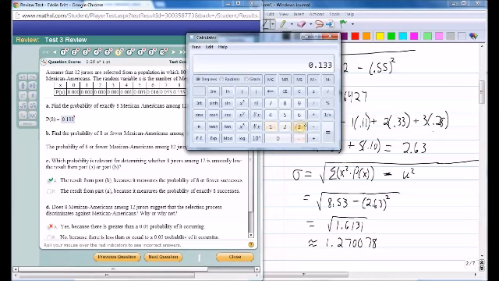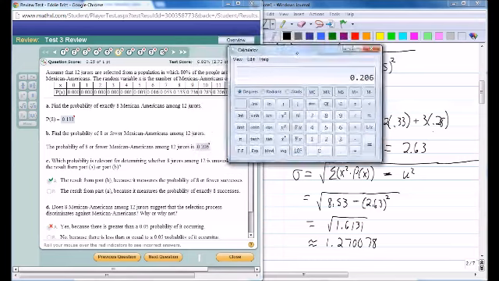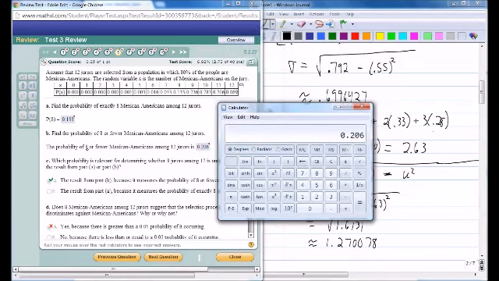So for 8 or fewer, we add the probability of 8 plus the probability of 7 plus the probability of 6 plus the probability of 5 plus the probability of 4. The rest of these are rounded to zeros, so that's where we would stop. Okay, so our probability of 8 or fewer is going to be 0.206.